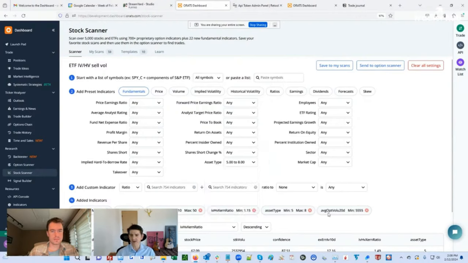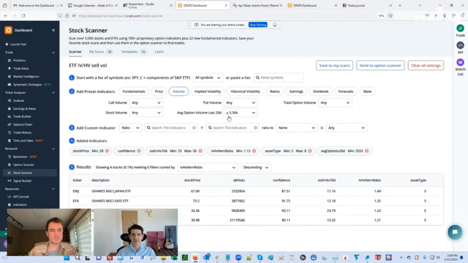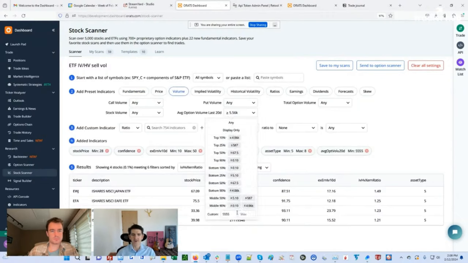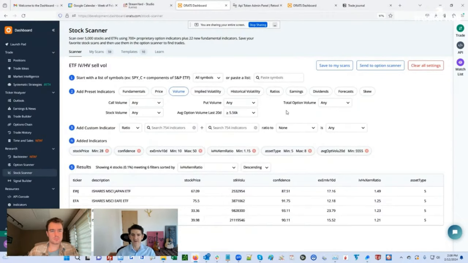And then I want average option volume very high, 5555. That's a lazy man's 5,000 or above in that trade. So that's a good setting that we have in there. So you know you're going to have pretty liquid stocks.